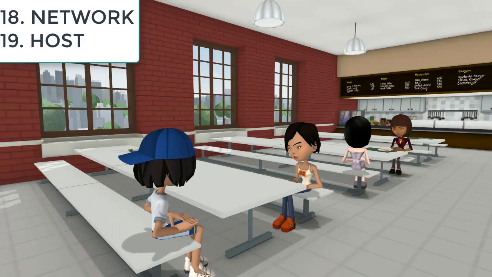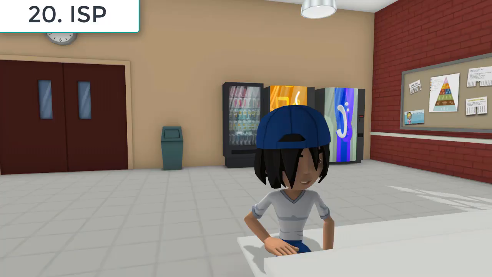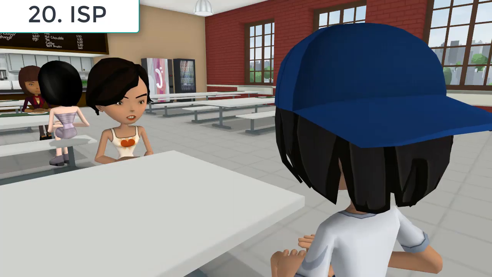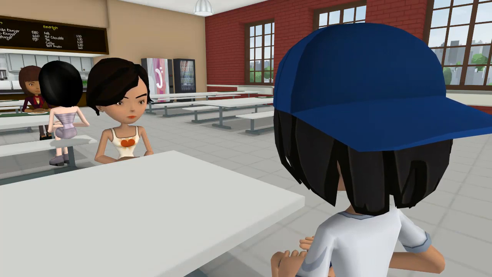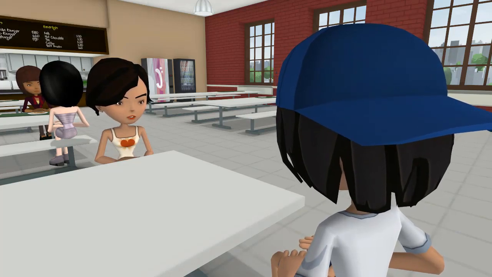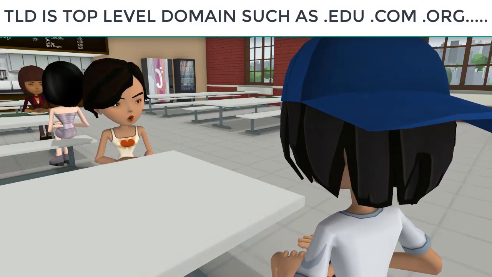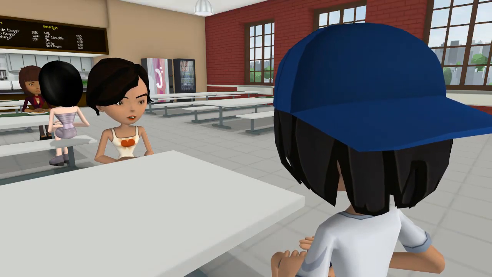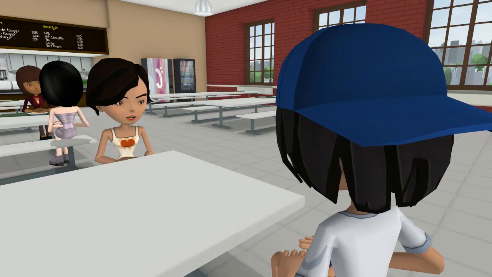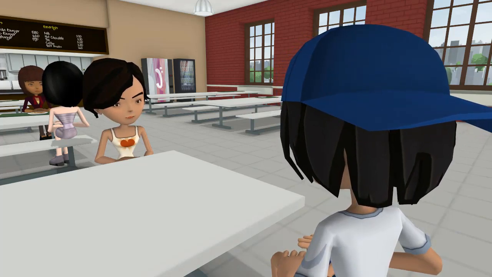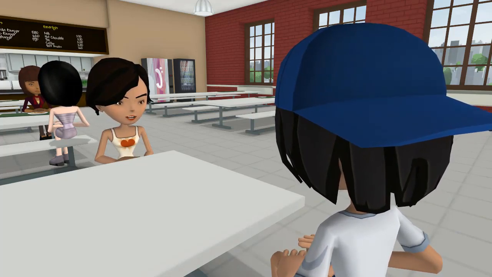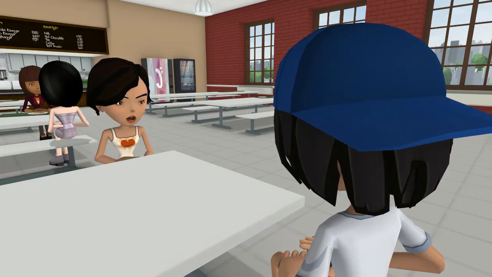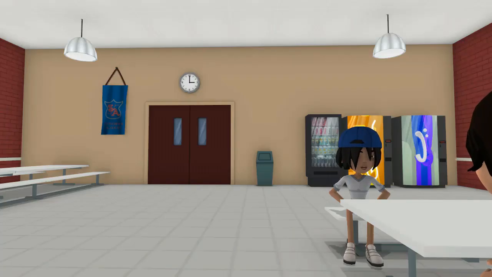Who assigns IP addresses to your home network? An ISP. We need to know some of the top-level domains. We know that the TLD is the rightmost portion, like .com and .edu and .org. Only outside of the United States do countries use the country code after the top-level domain. For example, .uk is the United Kingdom and .ca is Canada. That's a pretty good overview you have of top-level domains and country codes.